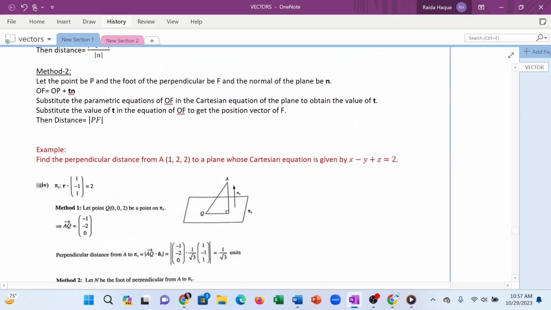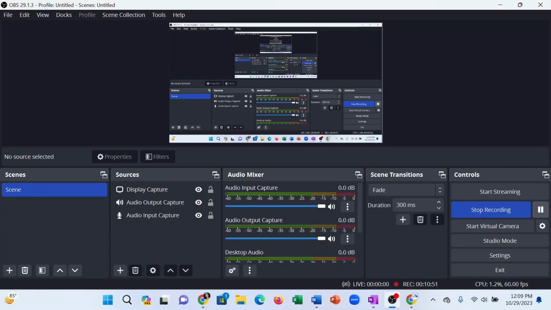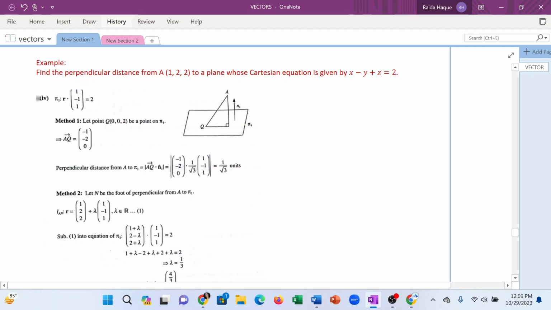So here we can try out a sum. I would ask all of you to pause the video and try out the sum over here. Find the perpendicular distance from the point A. We are given the coordinates to a plane whose Cartesian equation is given by, and then we have the value. So pause the video and try it out, everyone, please. So by now, I hope that you have solved it. So let's go forward to the explanation. It's okay if you haven't. You will learn it in just a few minutes.